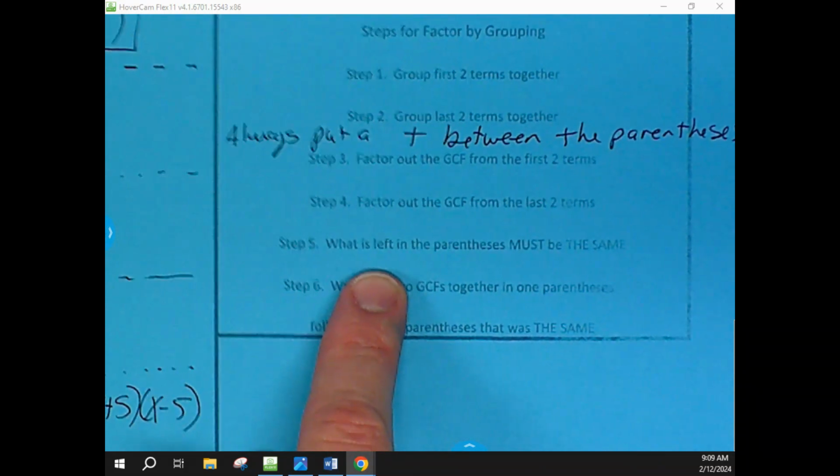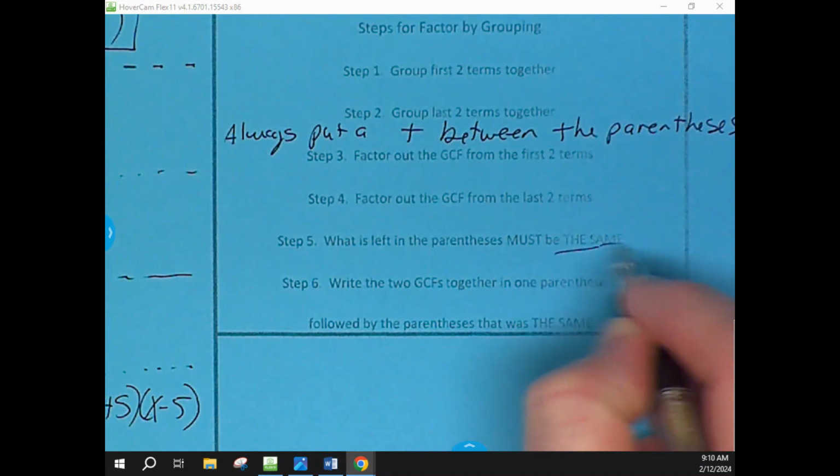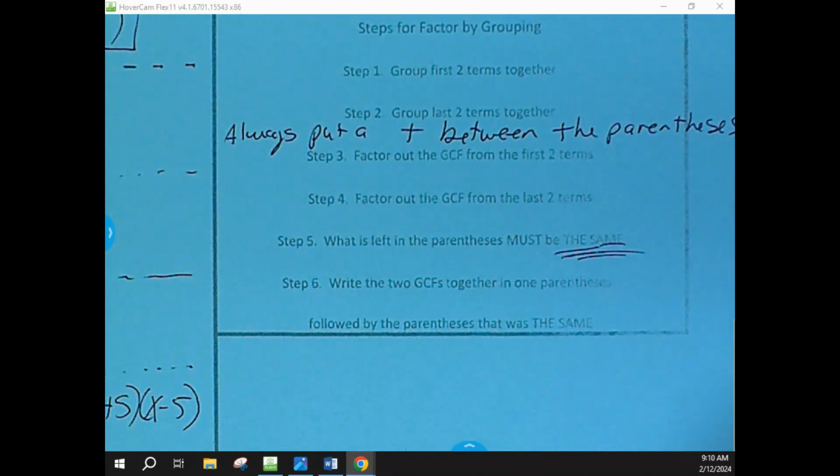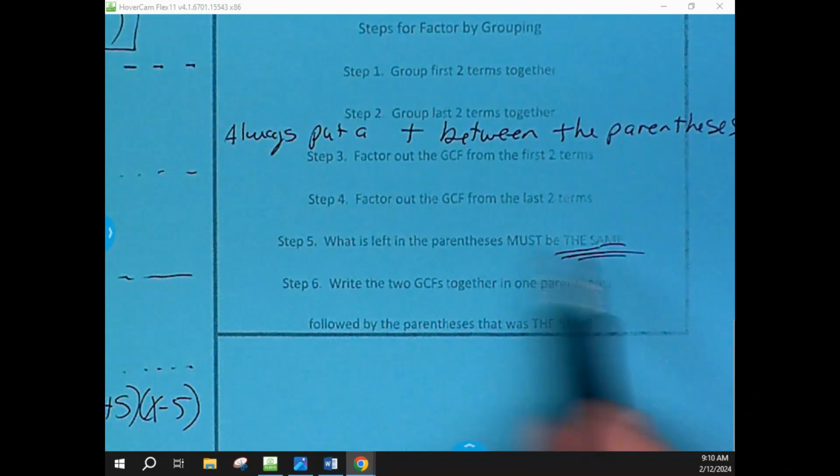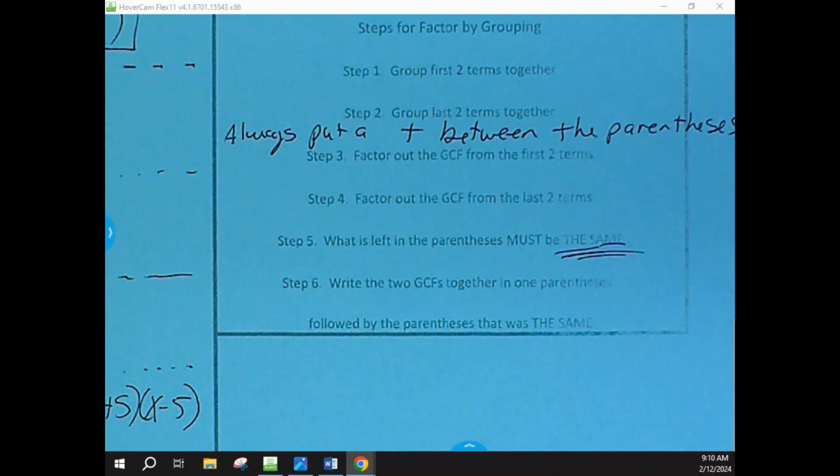What's left in the parentheses must be the same. And that's kind of huge. Now here's the thing. If it's not the same, you know you did something wrong right off the bat. So if you do factor by grouping and you group some stuff together and the two parentheses aren't the same after you take out the greatest common factor, that way you know something is wrong. You didn't do a greatest common factor, or your multiplication or your division stuff was wrong. So it will let you know that, hey, something's off, because these two things have to be the same.